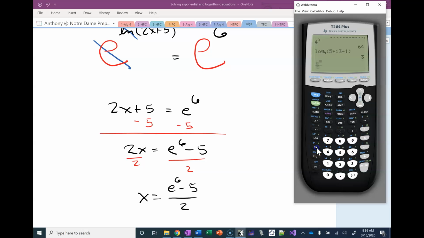And this is really nice because I can type it in exactly the way it looks on my sheet of paper, and I don't have to worry about making sure my parentheses are right or whatever. So when I do that, I get 199.214.